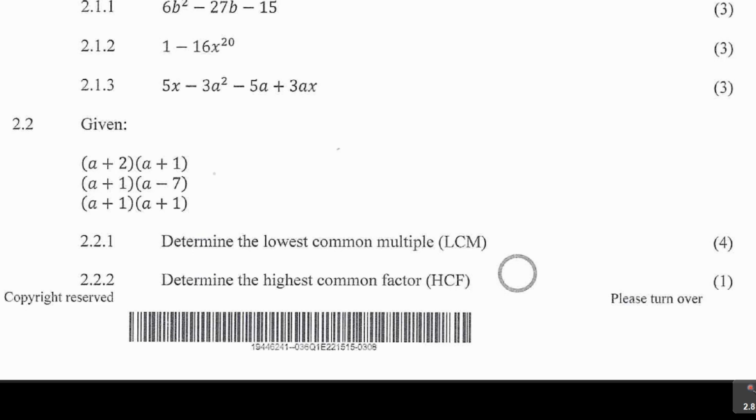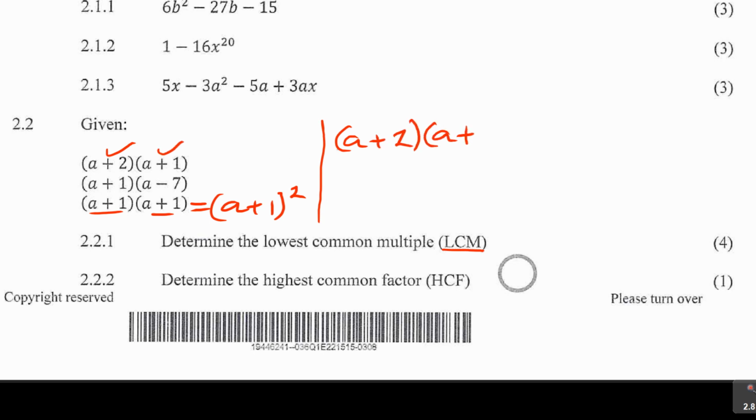So it's a plus 2, a plus 1, a plus 1, a minus 7, a plus 1, a plus 1. Now here equal to a plus 1 squared. That's where they were tricking you there, because it appears twice. So if they say LCM, with LCM, we can just write the answer straight away. I don't know why they made it 4 marks. Look at it. You have got a plus 2, and then you've got a plus 1. You write each and every item that is there, but of course that is not repeating. I've got a plus 1, I've already done it, so I take it out.